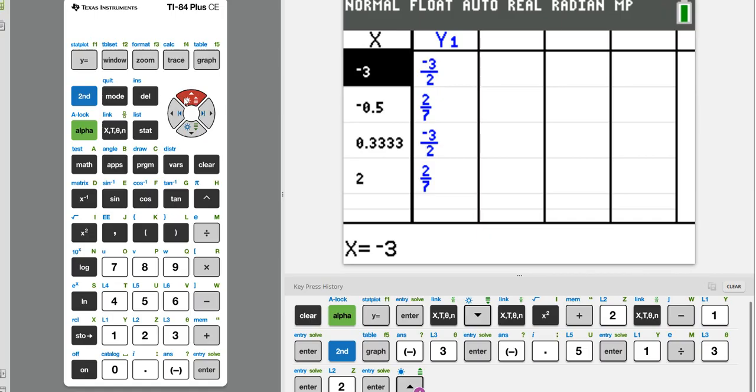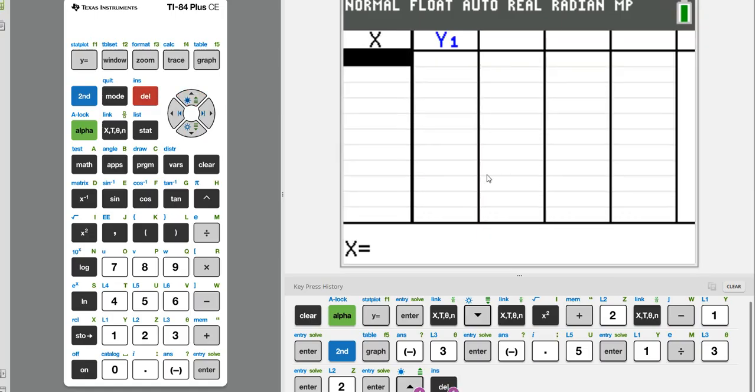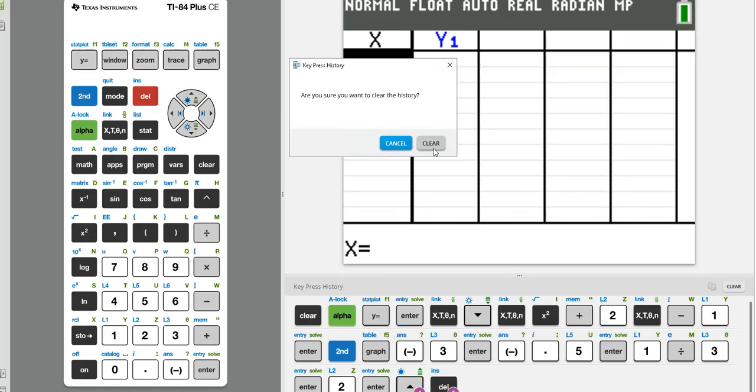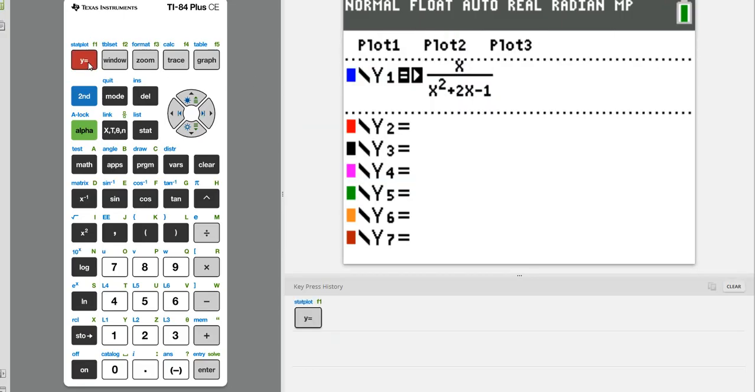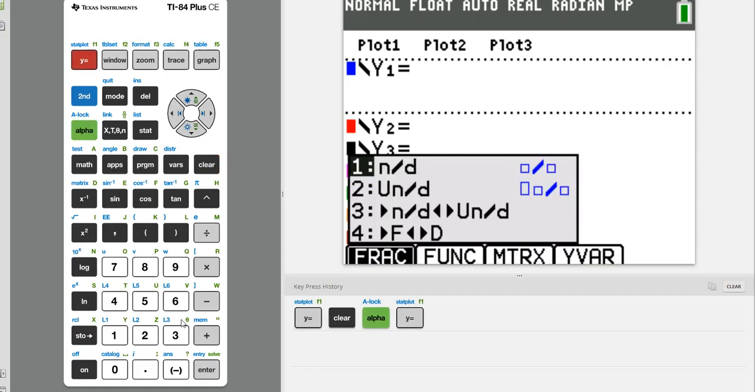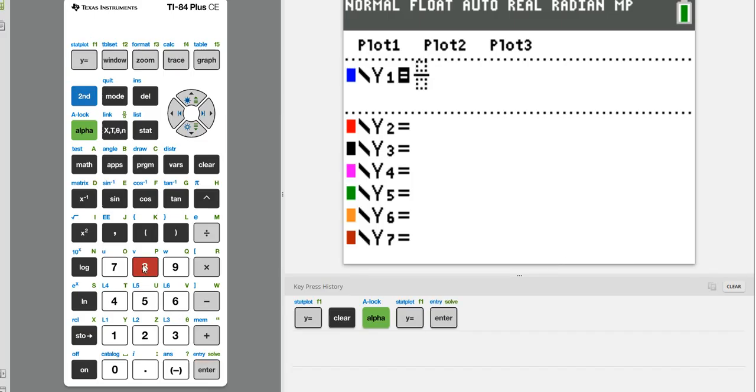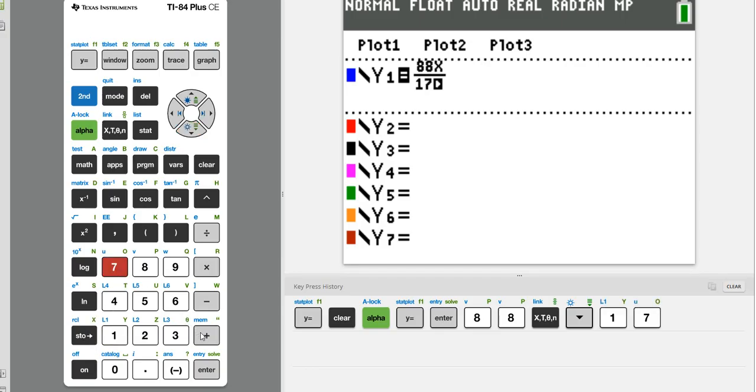Let me delete these old values here. Clear that up. I'm going to put in 2 equations. The first one's going to be my h of x. So that was, let's see, we'll do the alpha y equals trick again. 88x divided by 17 plus 17 times x over 20 squared.